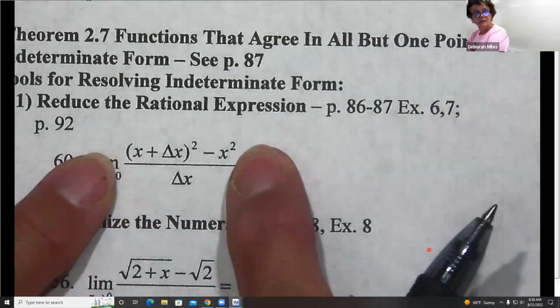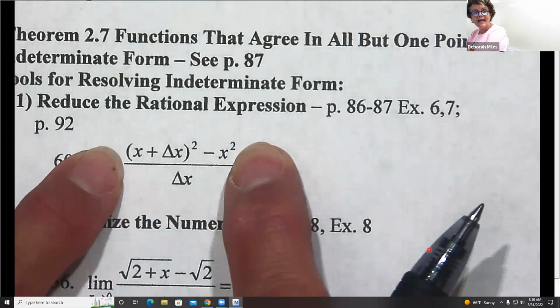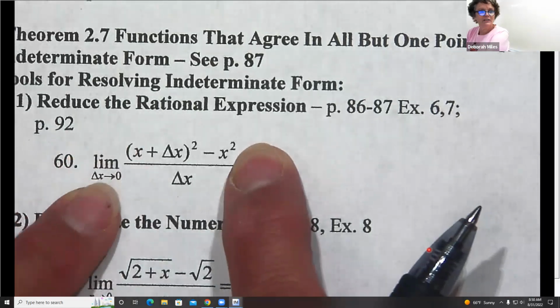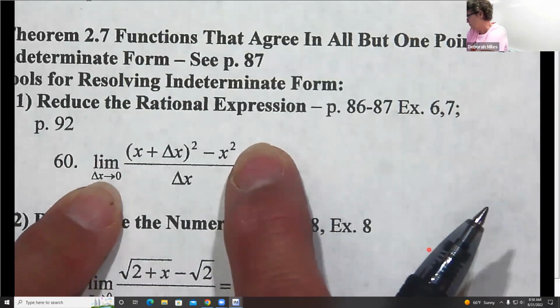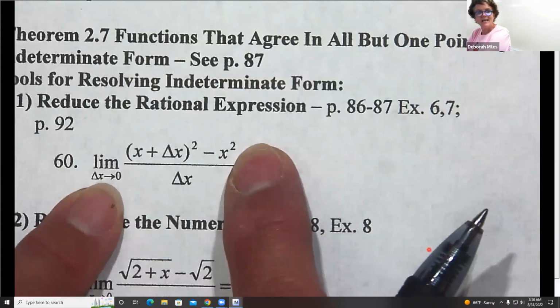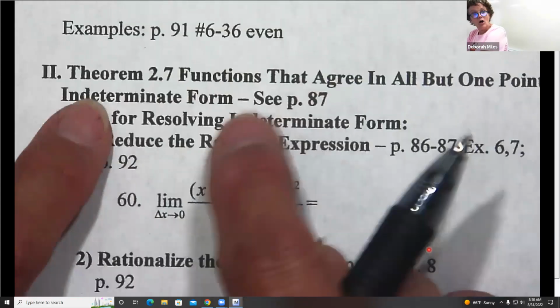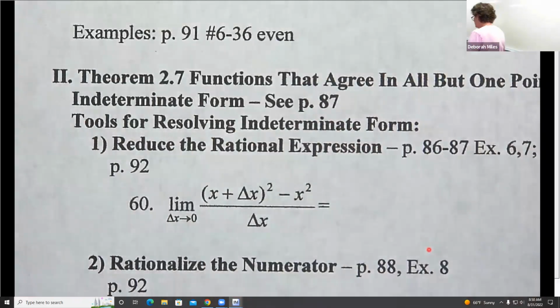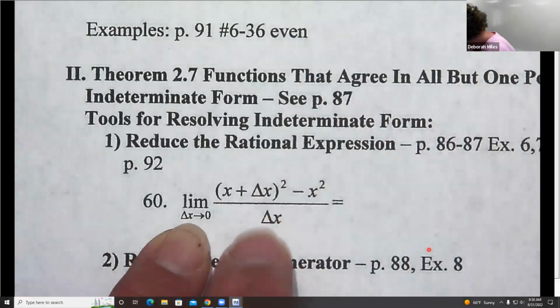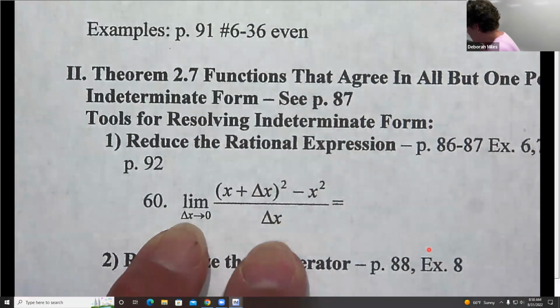Here's the function, and it is crazy. Can I evaluate it by direct substitution? Can I just put 0 in for delta x? That would be 0 in the denominator. So when you can't use direct substitution, that's called indeterminate form. And there are 3 tools for resolving indeterminate form, fixing indeterminate form. And the only one we have to talk about is reducing the rational expression. So let's see if we can simplify that to something we could use direct substitution on.